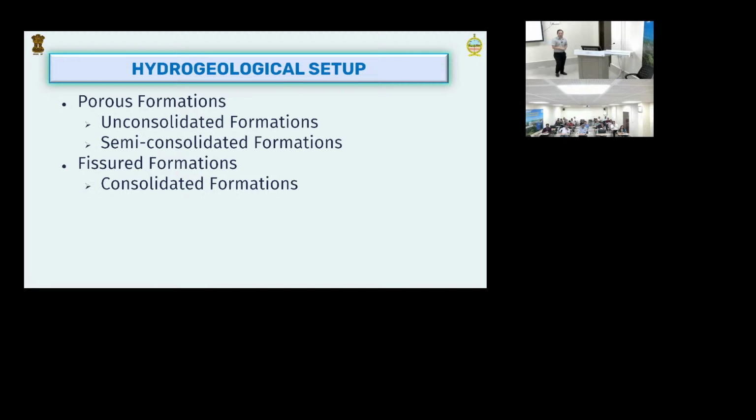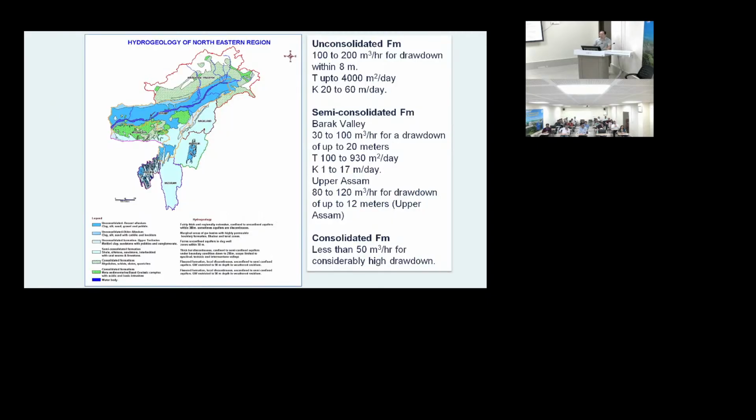So unconsolidated formations are those where it is a non-cemented, loose formation like sand, gravel, pebble, which I have shown earlier, and consolidated formations are where the formation is fully compacted, cemented, like quartzite, granite, those kinds of rock. And semi-consolidated can be of tertiary formation where it is not fully cemented, or not fully compacted like hard rock. So in between unconsolidated and consolidated, we call that one semi-consolidated formation. So this is the hydrogeology of the northeastern states.